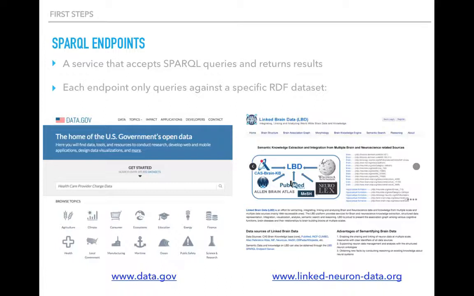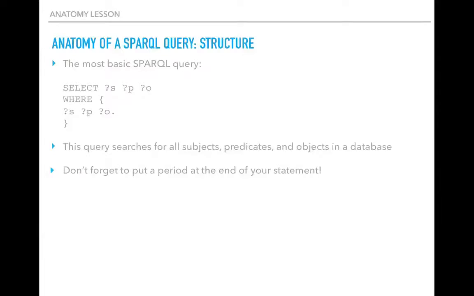Note that each endpoint will only query against the RDF dataset of its specific database. Thus, the SPARQL endpoint at data.gov queries against the US government's open data dataset. So what terms do we need to know to start building a query? This very basic search queries for all subjects, predicates, and objects in a given database.